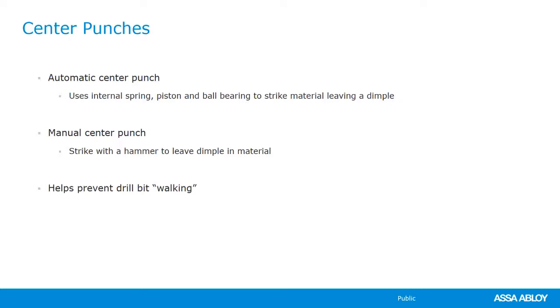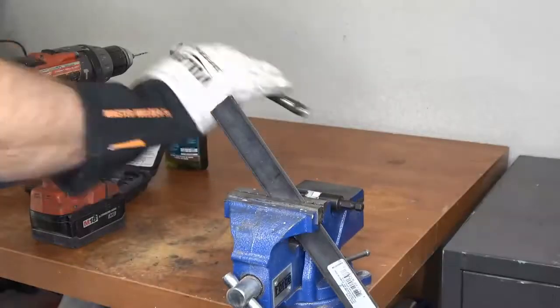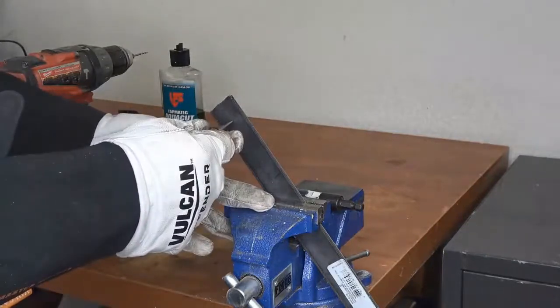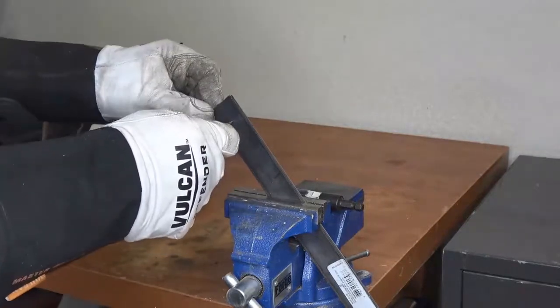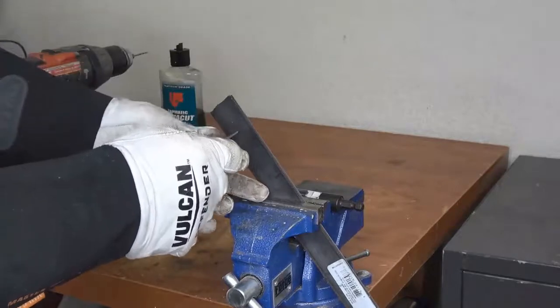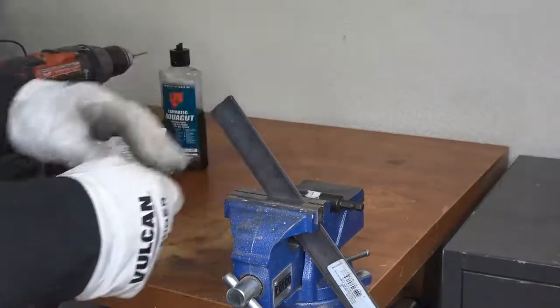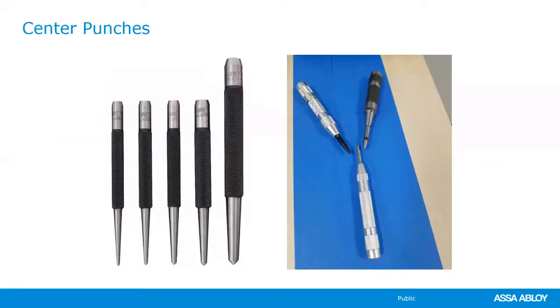So always center punch your holes. I like to use an automatic center punch, but a manual center punch that you use with a hammer is just fine. This is an automatic center punch made in the US by Starrett. They are more expensive, but they'll last long enough that I can pass this down to my grandkids. And then you've got your manual center punches there on the left, also work fine.